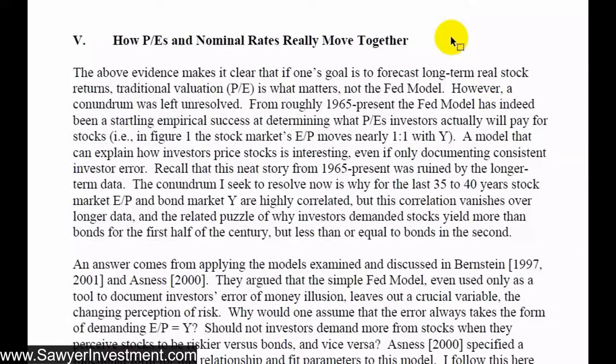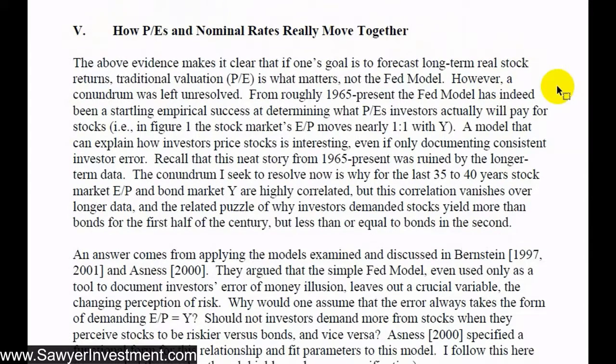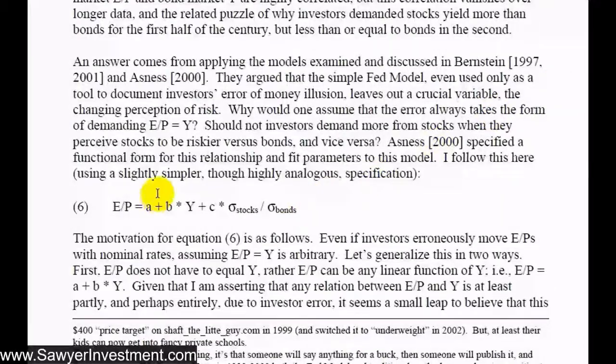Okay, so now that we have an understanding of how the earnings yield is related to stock market returns, we're going to look at section 5 here, how PEs and nominal rates really move together. And so what the author has done is created a new regression where we have as the dependent variable the earnings yield, and as the independent variables we have the 10-year treasury yield and the ratio of the volatility of stocks to the volatility of bonds.